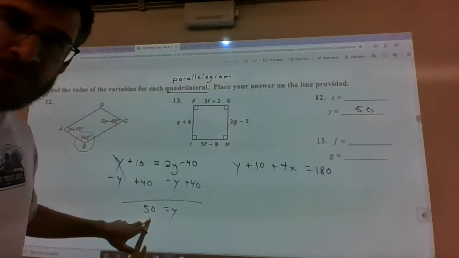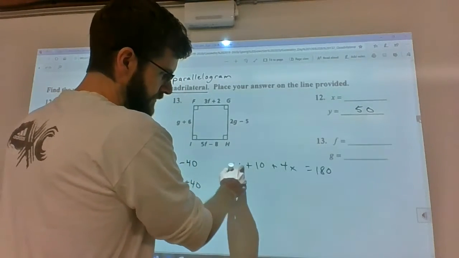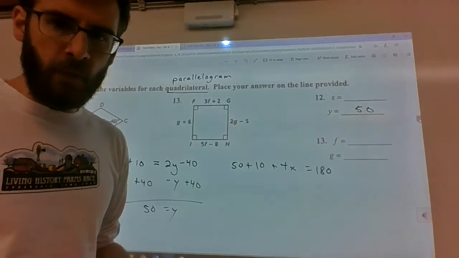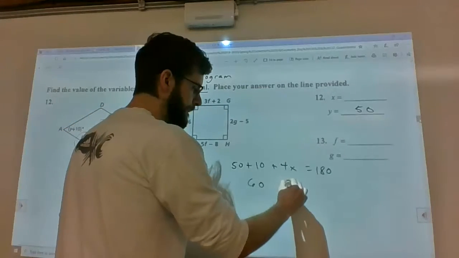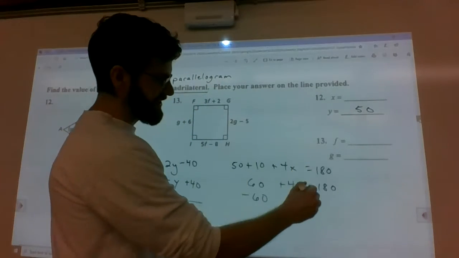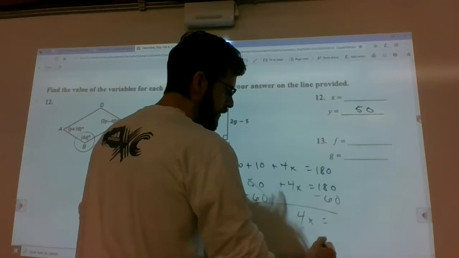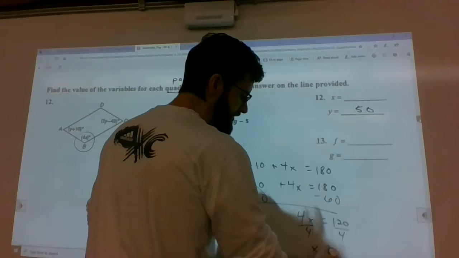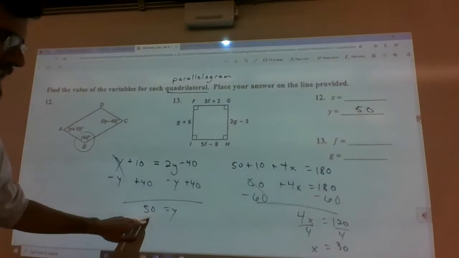Furthermore, we know that y equals 50. So I can take that y out of there and plug in 50. Which leaves us with a pretty simple equation that I think everybody there can solve. So 60 plus 4x equals 180, take the 60 to the other side. 4x equals 120. Divide by 4, divide by 4. X equals 30. All right. Y equals 50, x equals 30.